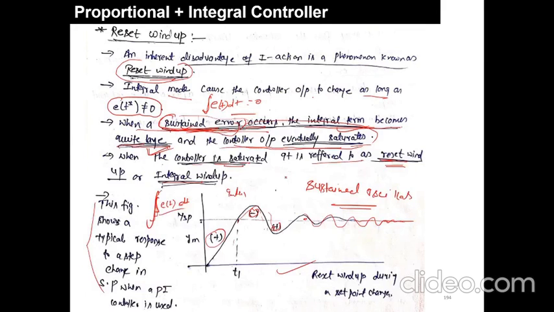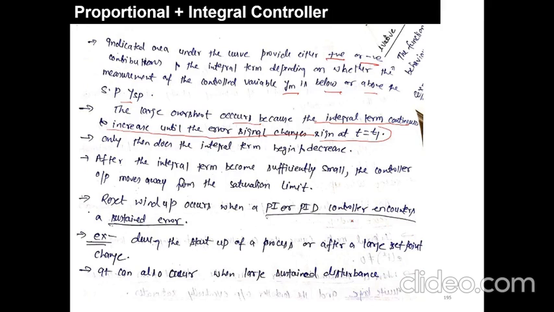And why will this come? This will come due to the sustained error. When the oscillation comes, such a type of response comes into the picture. The large overshoot occurs because the integral term continues to increase until the error signal changes sign at e equal to 1. Only then does the integral term begin to decrease, right?